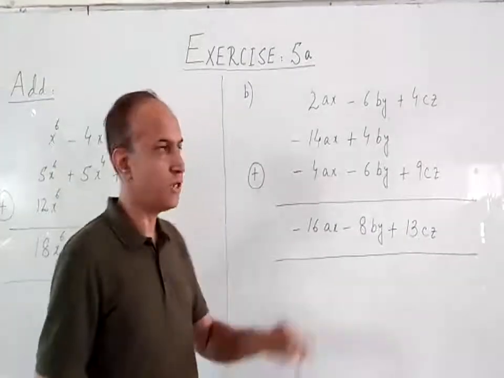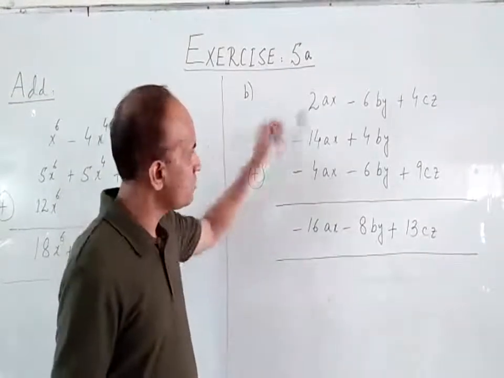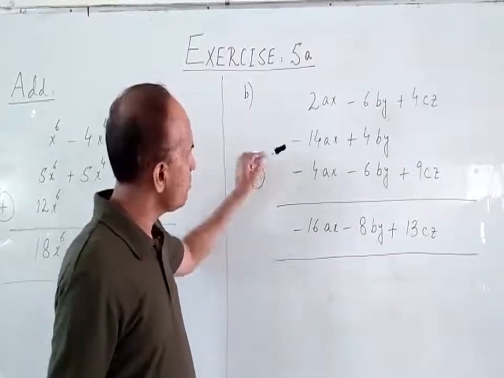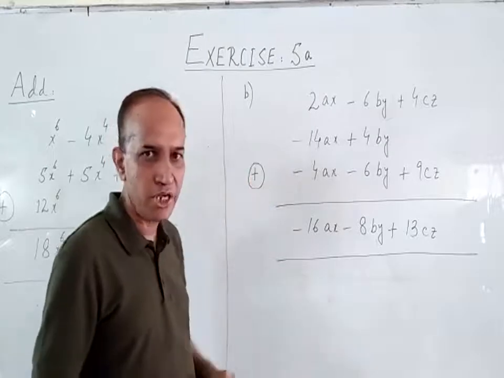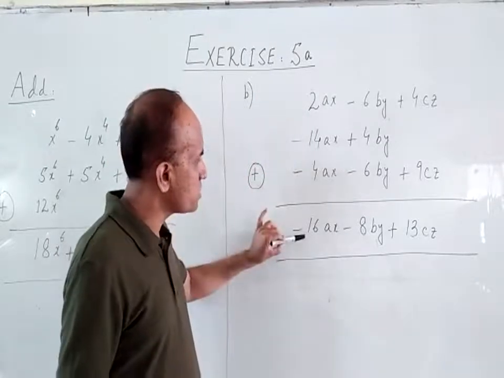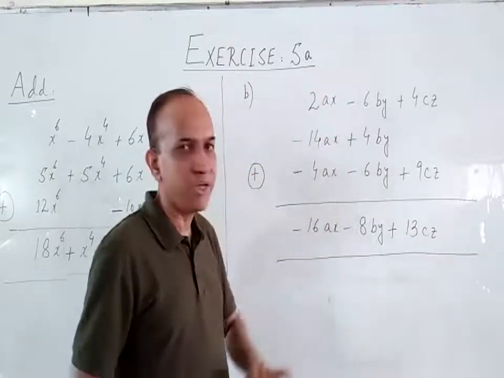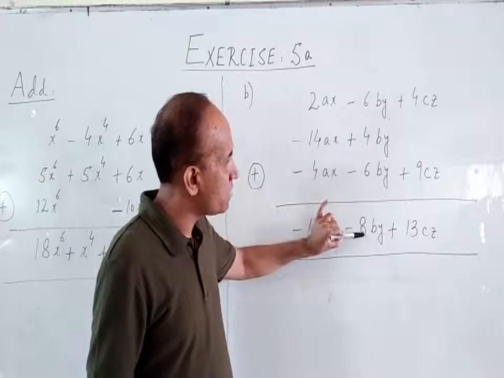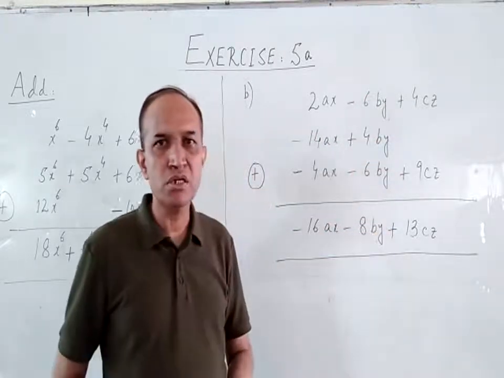Dear students, let's come to the part B of question number 6. We are given 3 polynomials and we have to add all these. Let's start. We have minus 14, minus 4, it is minus 18, plus 2, minus 16ax. Minus 6, minus 6, minus 12, and minus 12 plus 8, minus 8by. 9 plus 4, 13cz.